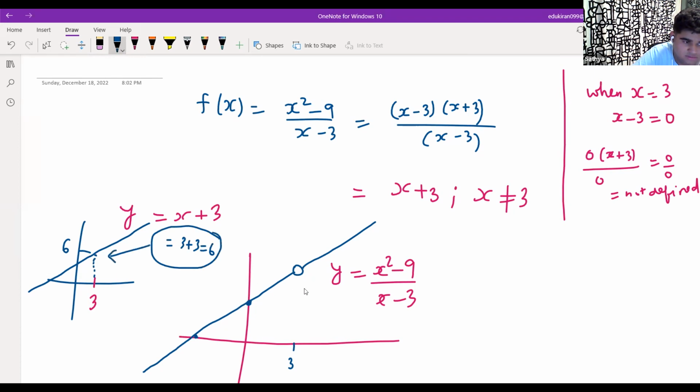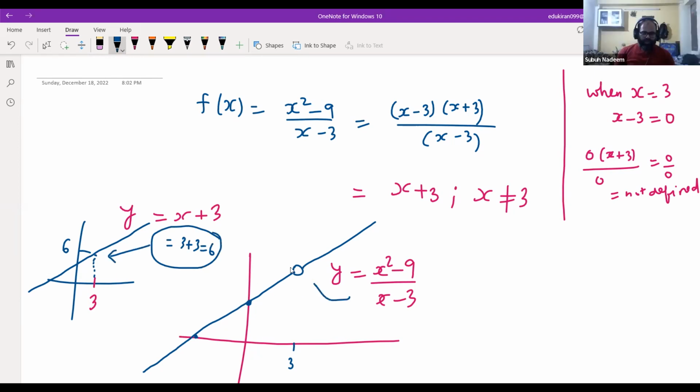Okay. But in here, at 3, you won't get 6. This is a gap. If a road is coming, by the direction of the road, sometimes you predict the next value. So the limit is actually prediction. What we will approach, not exactly the value, because the value is not defined.